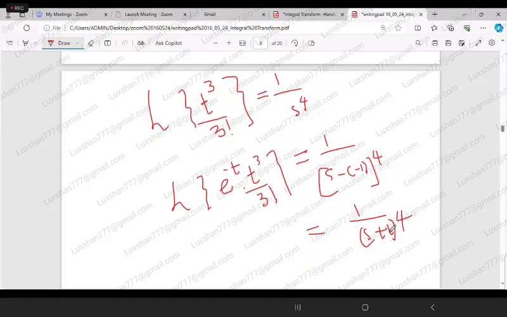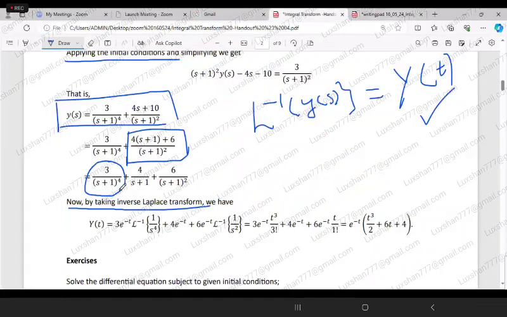Therefore, if you have it in this form, it is actually the same as multiplying by e to the power minus t. So that is what is happening here. Here they are taking 3 out and multiplying 3 into e to the power minus t, and it is the same as finding the Laplace transform of s to the power 4.